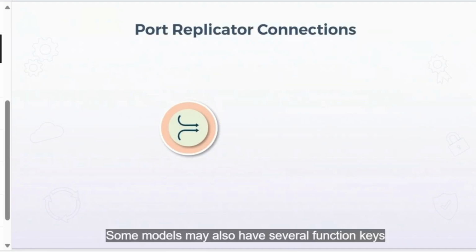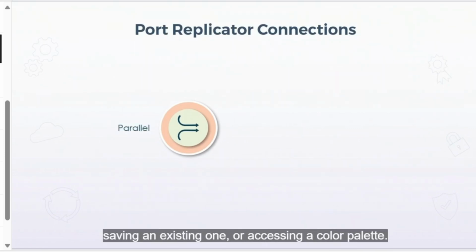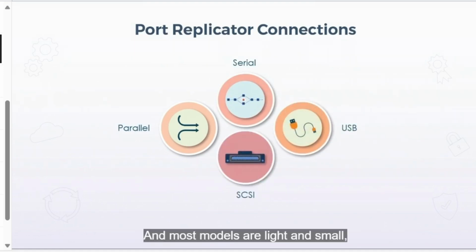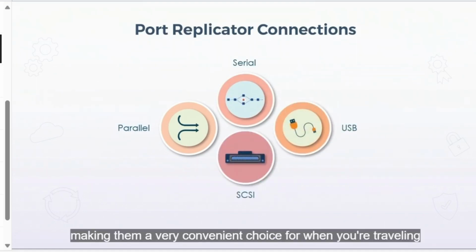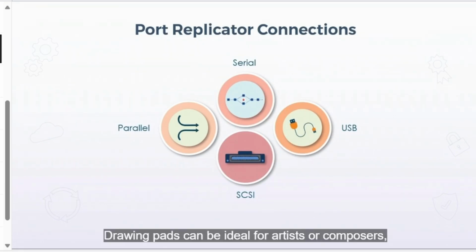The port replicator itself simply connects to the laptop using one of its inherent connections, such as over a parallel or a serial connection, USB, or even SCSI, although these days almost every model would be using USB. So as long as your laptop has even a single USB port available, all other devices can be connected to the port replicator, and they become available to the laptop as soon as you connect the two.